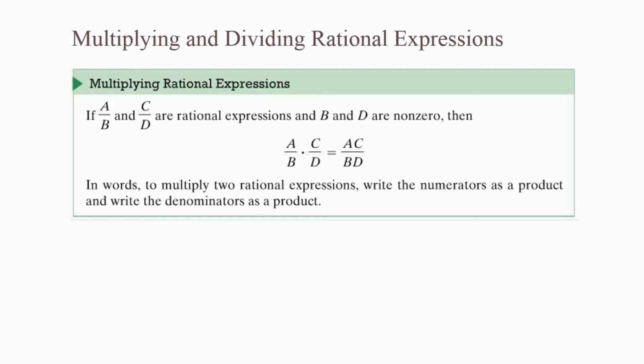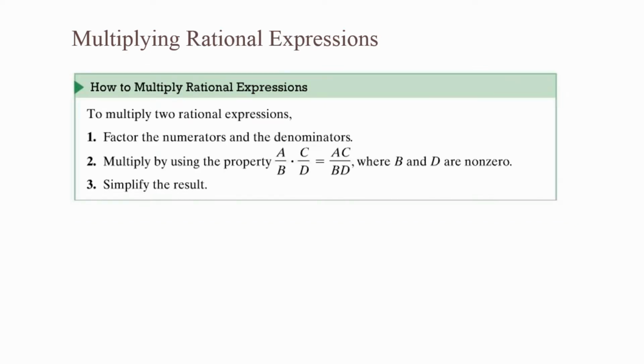Multiplying rational expressions. If a divided by b and c divided by d are rational expressions and b and d are non-zero, then a divided by b times c divided by d equals ac divided by bd. In words, to multiply two rational expressions, write the numerators as a product and write the denominators as a product.